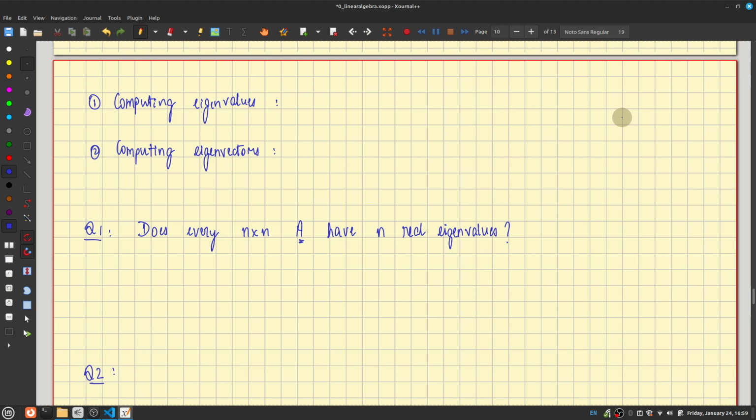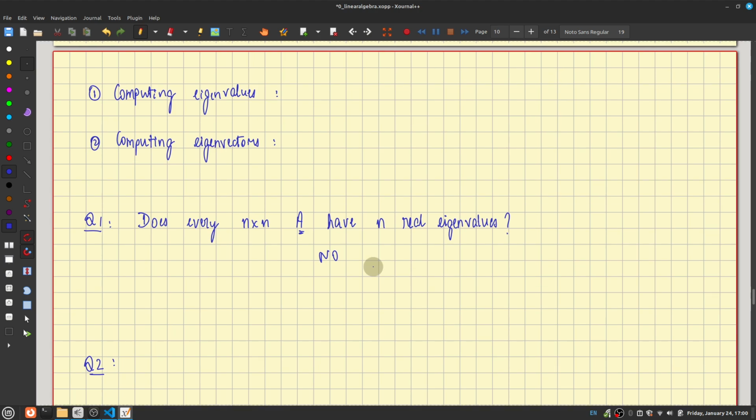Yes? No? No. Why? What can happen? Some of the eigenvalues can be complex. Basically, what you have is a polynomial of degree n, and you want to see what are the roots of this polynomial. Not every polynomial of degree n has n real roots. A polynomial of degree n may not have n real roots. And can you give me a simple example of a matrix which does not have n real eigenvalues?